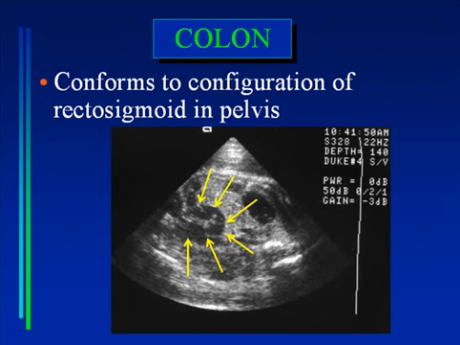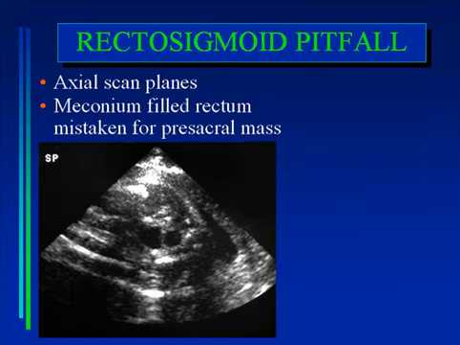And this is important to realize that you can see the rectosigmoid in normal fetuses because there is a pitfall that has been described whereby in axial scan planes you can see the rectum and potentially mistake it for a presacral mass if you don't recognize it as rectum. So in this fetus we have an axial scan through the pelvis, and instead of just seeing one fluid-filled collection in the pelvis, that being due to the distended urinary bladder, we see a second collection that was thought on the outside to represent some type of a presacral mass.